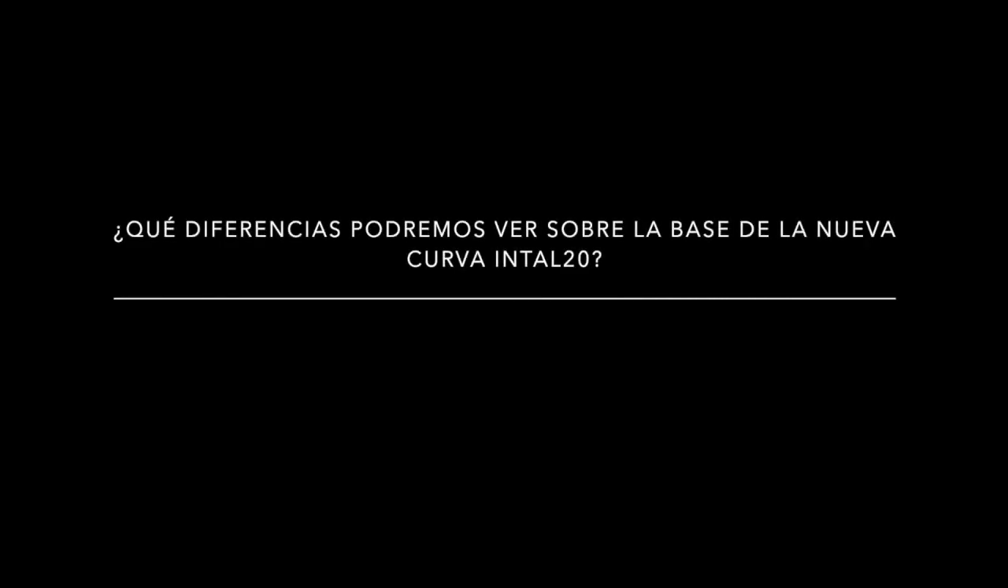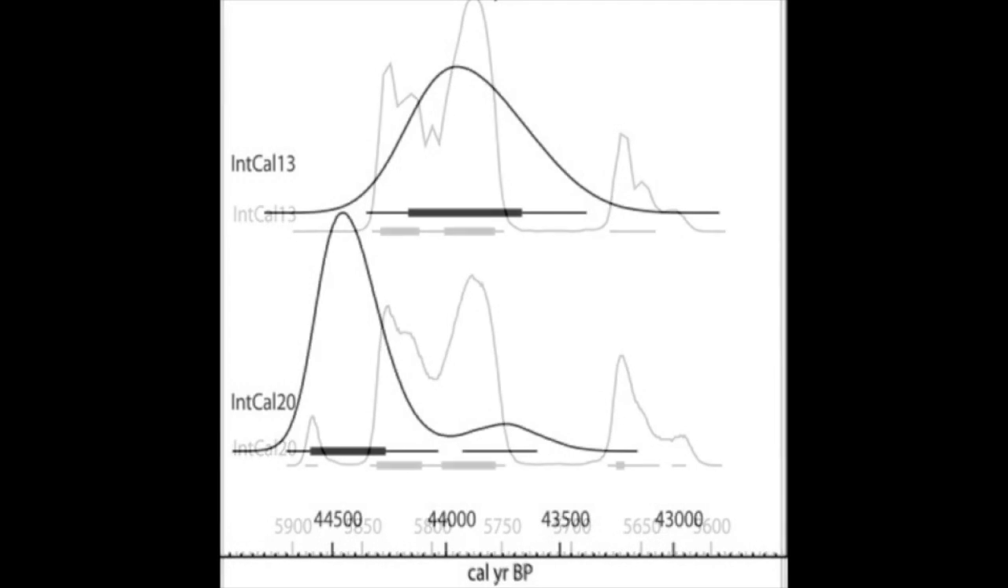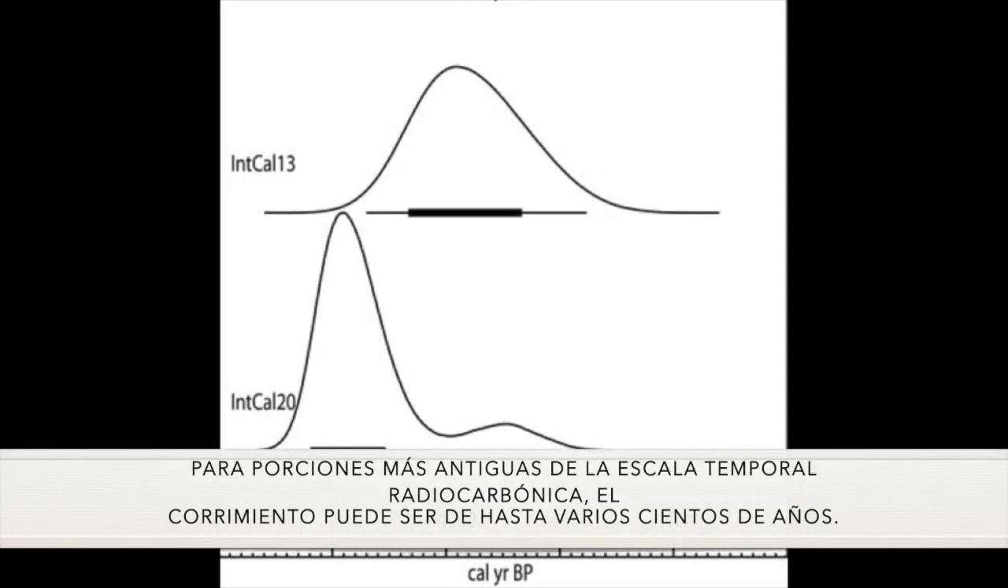What differences can we expect to see when we calibrate dates using the new INTCAL20 curve? For the recent period, the effects are minimal for the most part. For older radiocarbon dates, the shift in calibrated ages can be up to several hundred years.